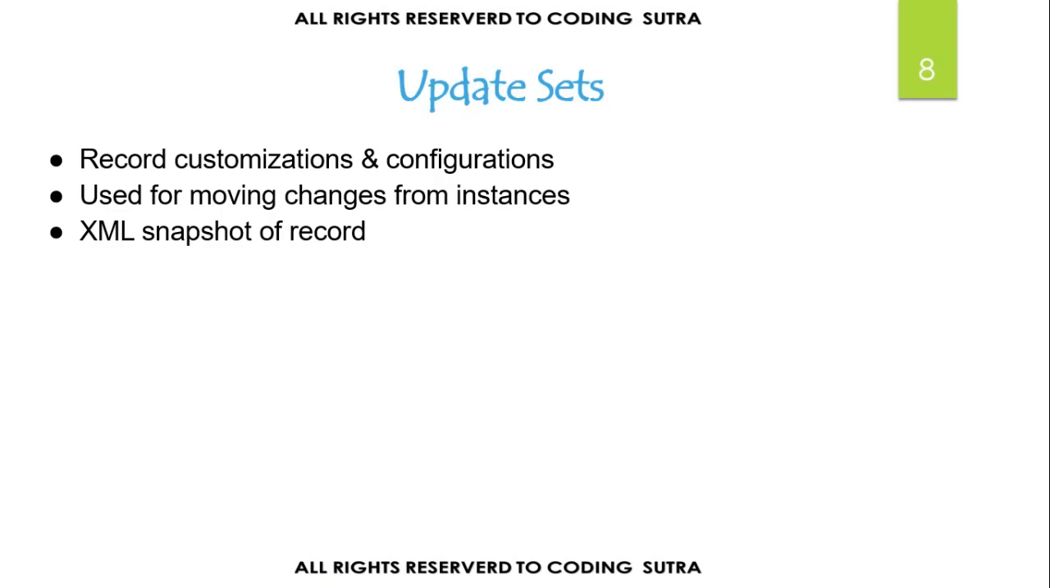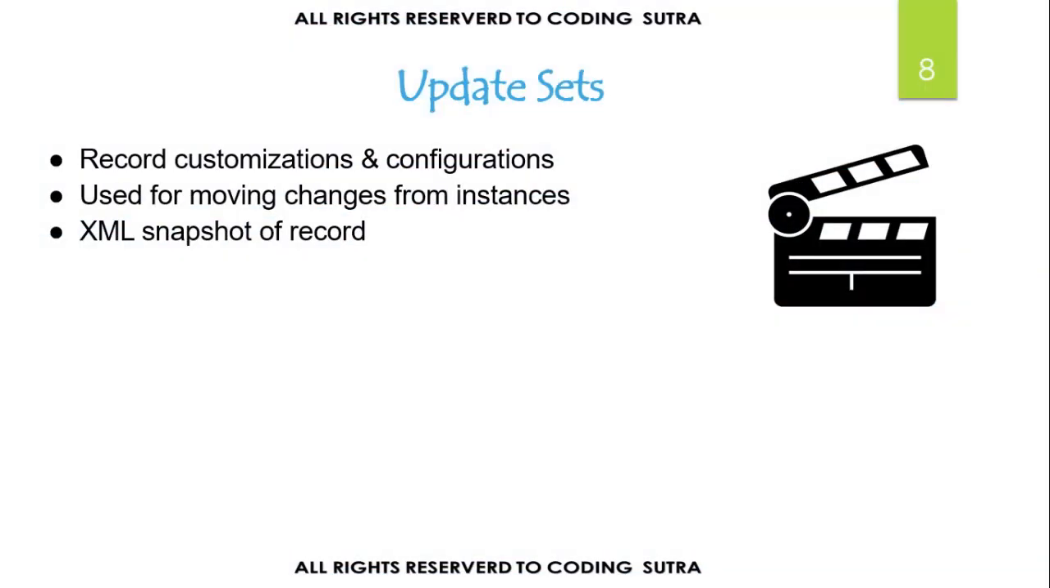Update sets are used to record customizations and configurations. They are used for moving changes from instances like the dev instance to the test instance, and the test instance to the production instance. If we have updated a particular business rule multiple times, then the most recent update of the business rule will be captured in the XML snapshot of the record. This is just an introduction to update sets. There will be a particular module video in which we will discuss this topic in detail.